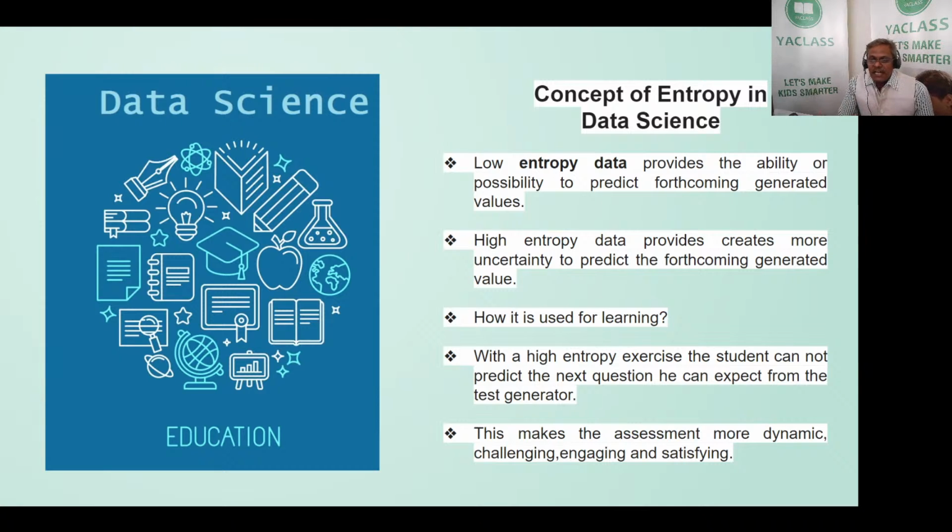Low entropy data provides the possibility to predict forthcoming generated values, meaning if data has low entropy, you can easily predict the outcome. High entropy data creates more uncertainty. So this is the concept: with low entropy, prediction is easy; with high entropy, prediction is difficult. So how do we make this idea suitable for learning? How do we connect entropy to learning?